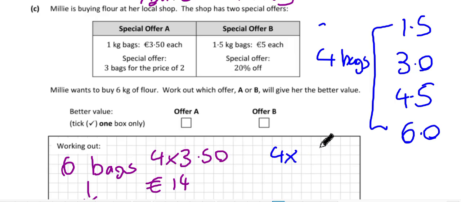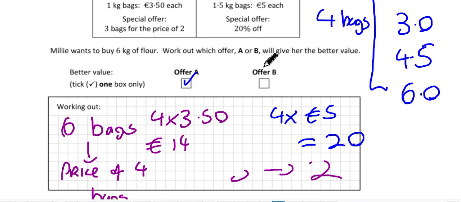I'm about to make a mistake. I'd like you to tell me my mistake. 14 is cheaper than 20. Great, go for offer A. What do I have to do? Offer B is 20% off. I need to do the 20% off to compare them fairly.